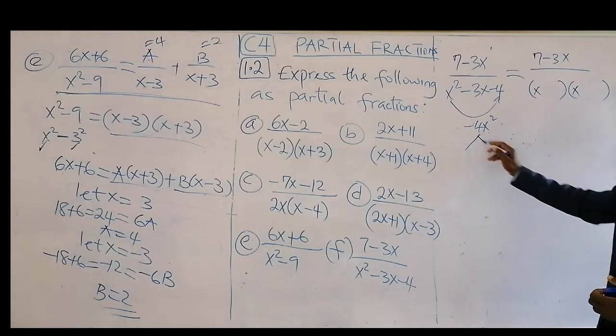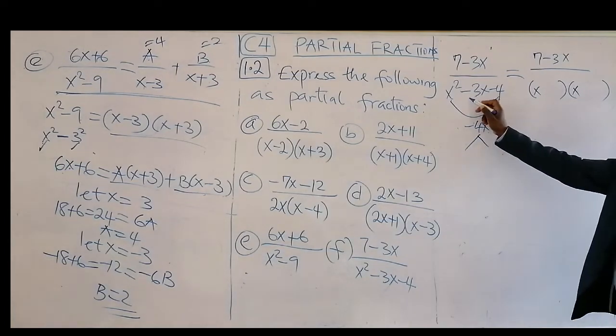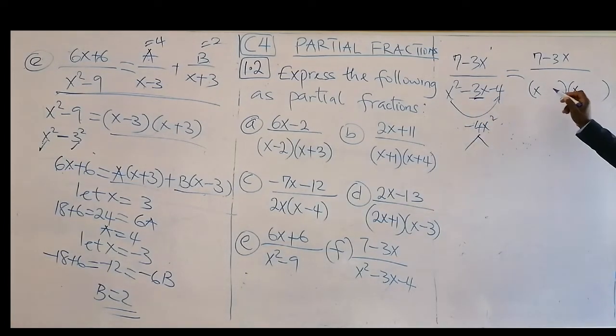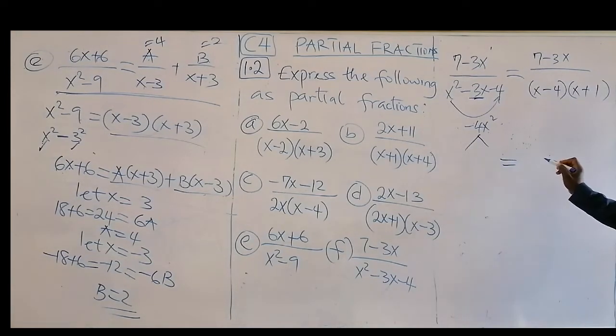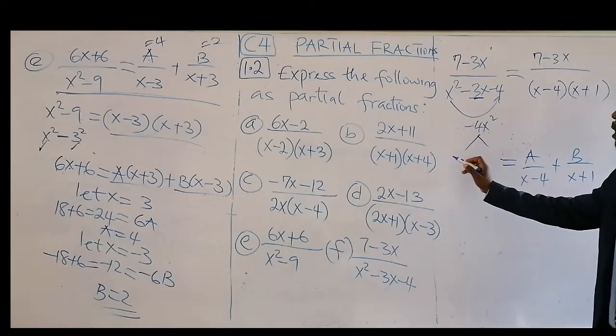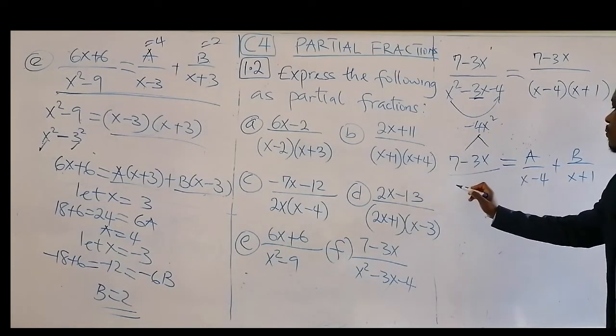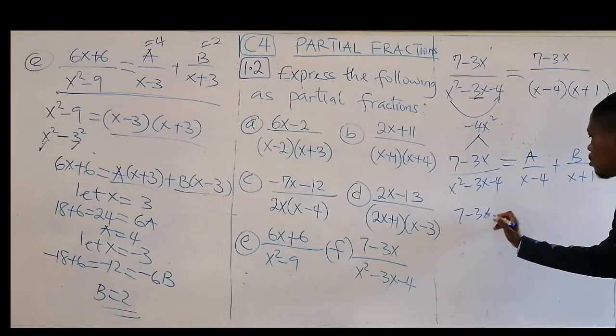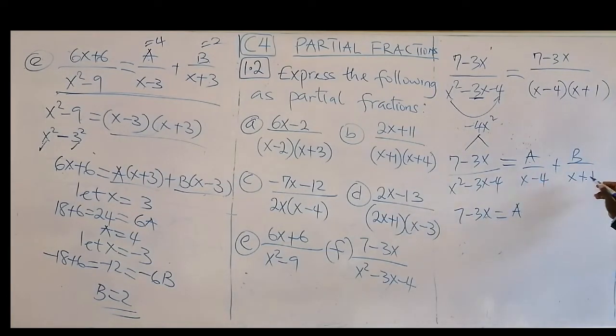So how do we use 4 and 1 to get minus 3? That will be minus 4 plus 1. So that's that on this question. Then the next thing to do: this will be equal to A over x minus 4 plus B over x plus 1. Then we have 7 minus 3x equal to A times x plus 1 plus B times x minus 4.